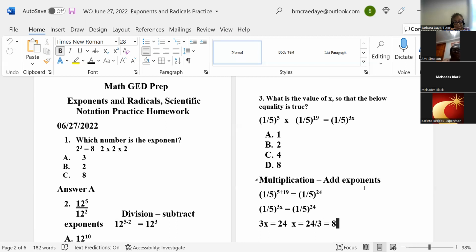Now, you should be able to do this next time, right? But always write it out according to your rules. Like Alva, you said 5 plus 19, 24. Now that 1/5 to the 24th is equal to this 1/5 to the 3x. So ask yourself, 3 times what number gives 24? It's not a 1. 3 times 1 is 3. Not a 2. 3 times 2 is 6. Not a 4. 3 times 4 is 12. But it is an 8. 3 times 8 is 24.